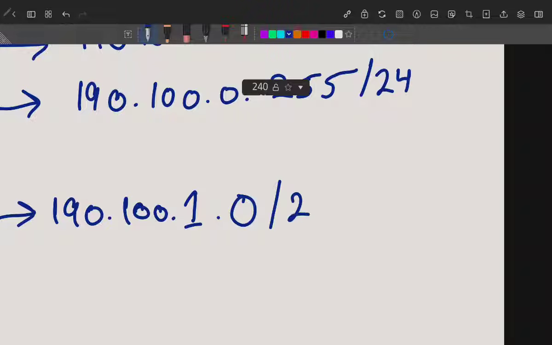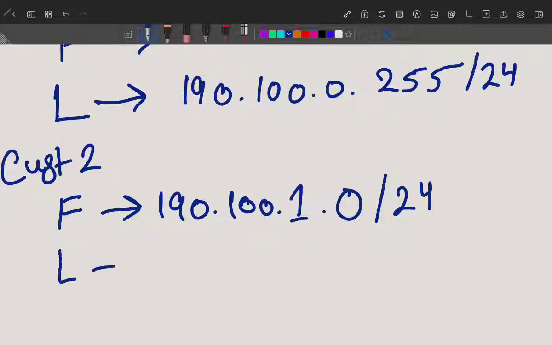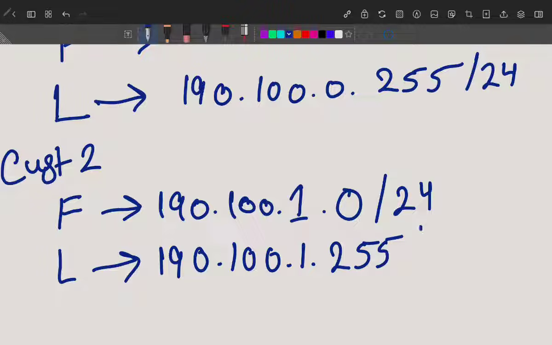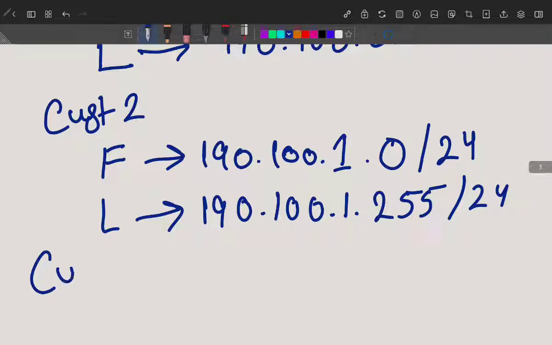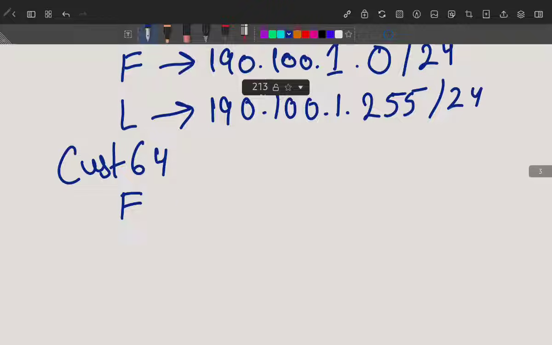So this will be of subnet mask 24. Last address would be 190.100.1.255. Now let's go to customer 64. For customer 64, his first address would be 190.100.